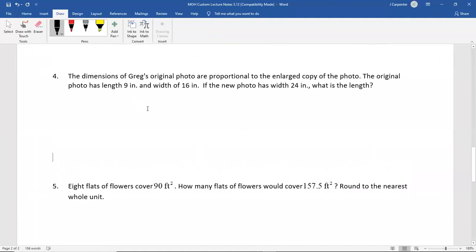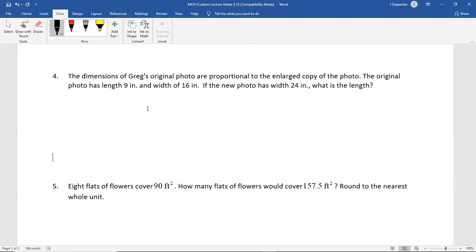The dimensions of Greg's original photo are proportional to the enlarged copy of the photo. This is generally true. When you get a bigger or smaller picture, we like those dimensions, the length and the width, to be proportional so that the photo doesn't look stretched out or widened or flattened or deformed. Weird looking. In other words, if you want to double the width, you have to double the length, basically.